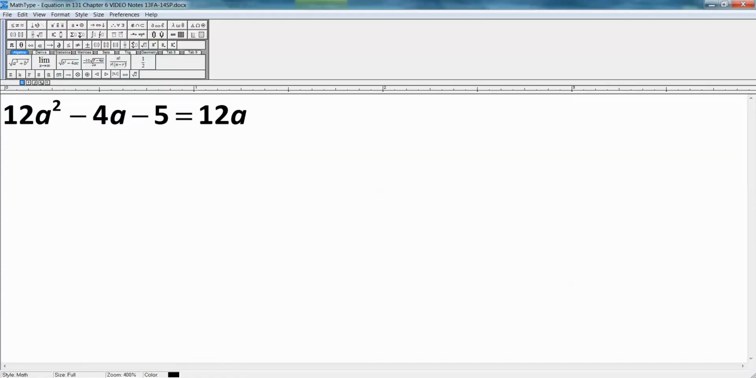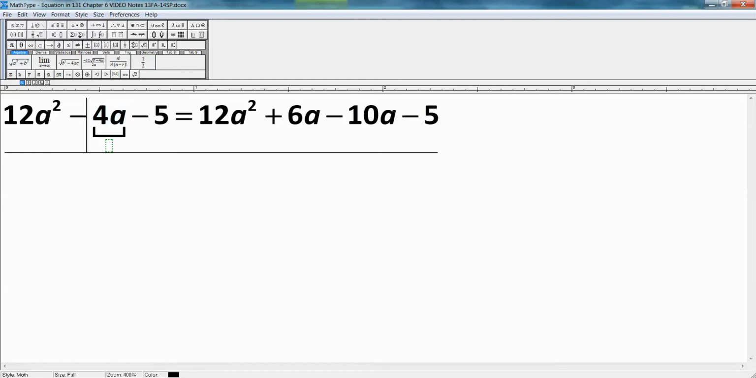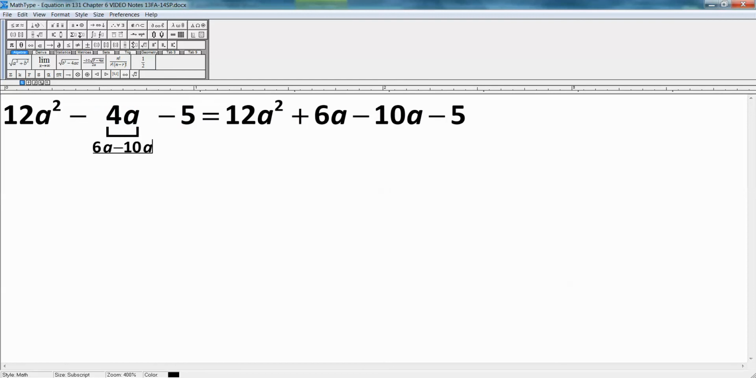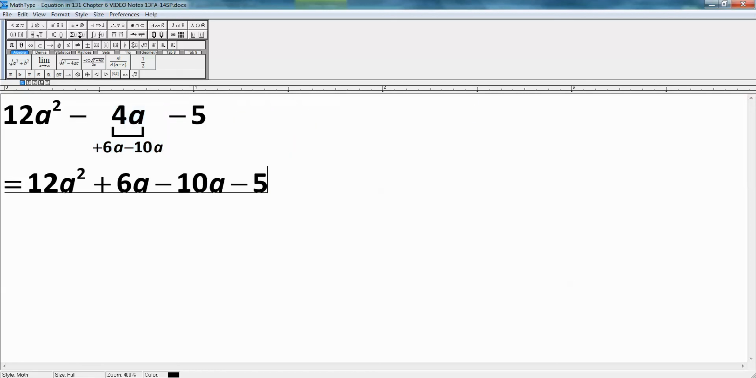So instead of, it's going to be 12a squared, and then it was 6 and 10, right? So plus 6a minus 10a minus 5. You're taking this middle term right here, and you're separating it into the two numbers you came up with, which is 6a minus 10a, right? You're taking your middle term and you're breaking it into pieces. So you've got 4 terms. And then we will factor by grouping.